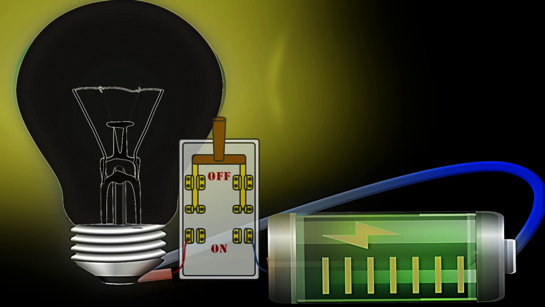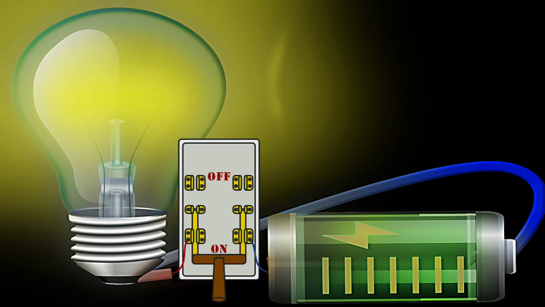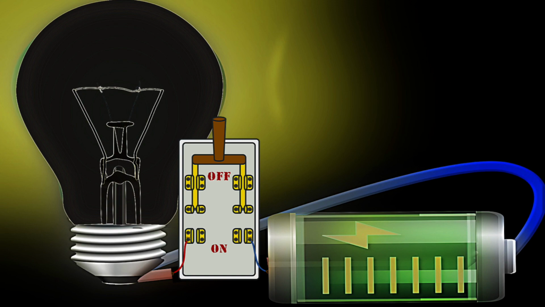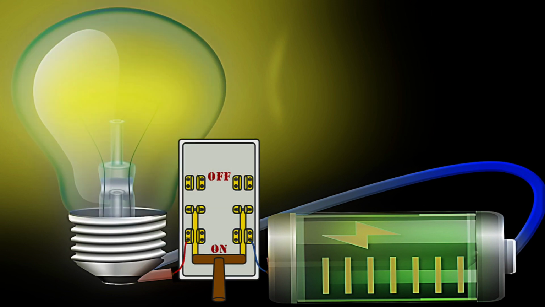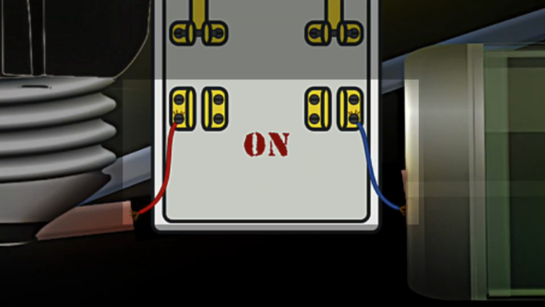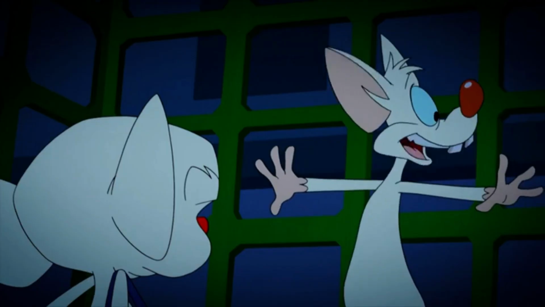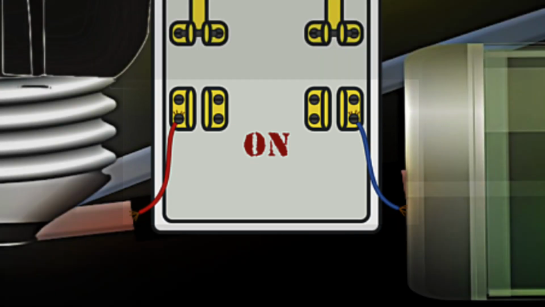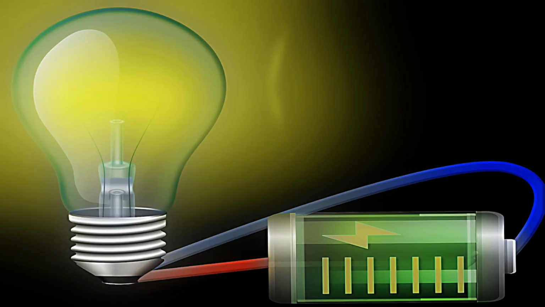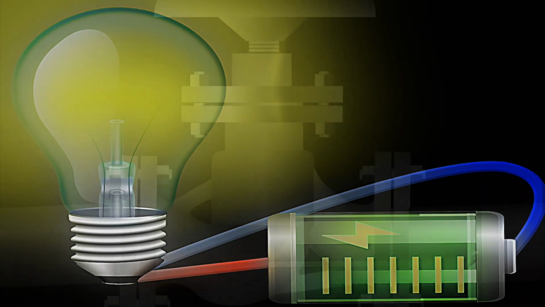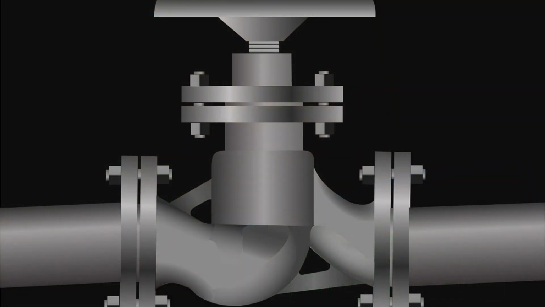We can place a switch in the circuit so that we can turn the light on or off using the switch. All the switch does is connect or disconnect the wires of the circuit. Pinky, cut the red wire! It may be helpful to think of electricity flowing through wires like water flows through pipes.